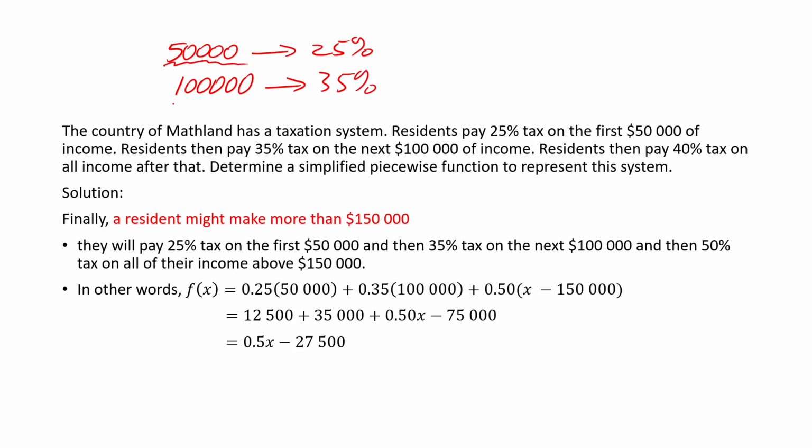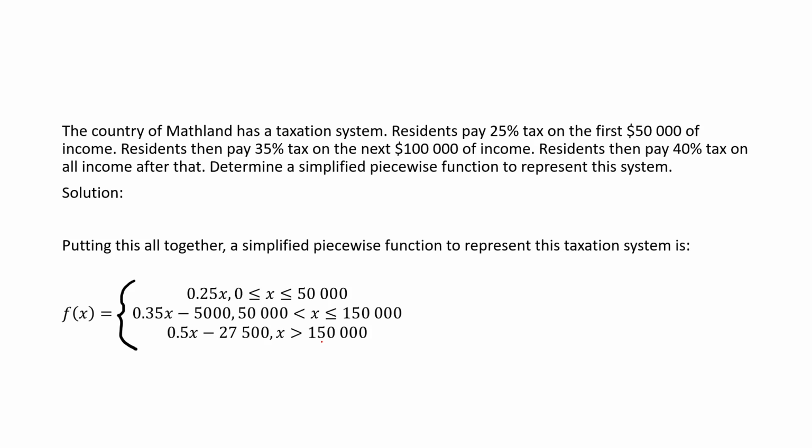So what's happening is their first $150,000 of income has already been taxed. No more tax on that stuff. So the stuff that's getting taxed at 50% is their income, which is x, minus that $150,000, which has already been taxed. 0.25 times 50,000 and 0.35 times 100,000 give us these two values here. We distribute 0.50 into the bracket, and we collect our like terms and we get this expression right here.